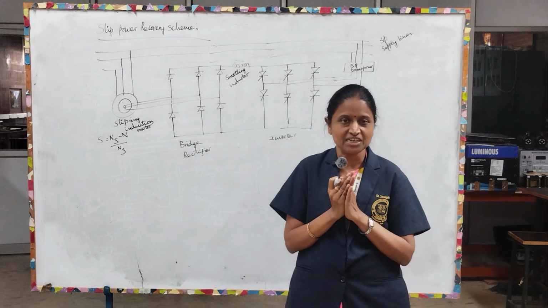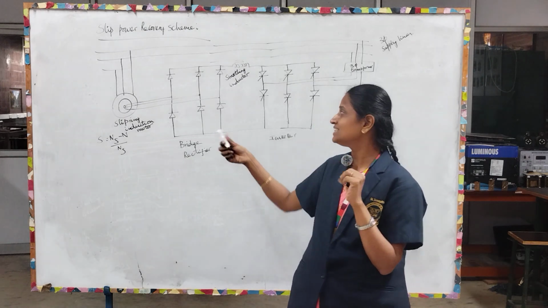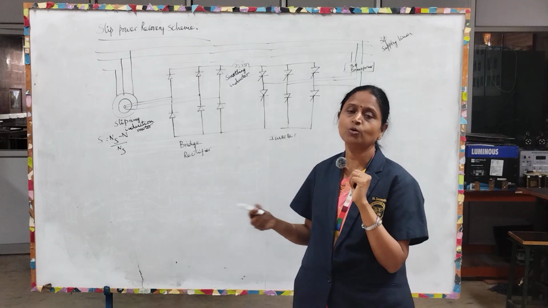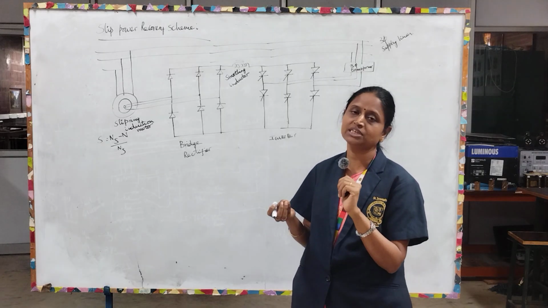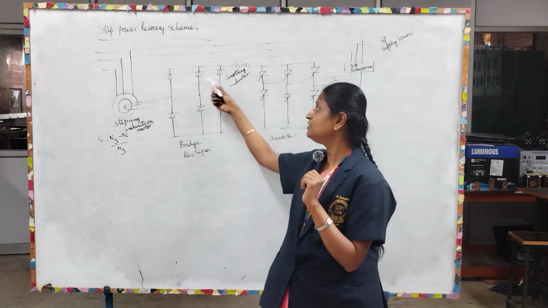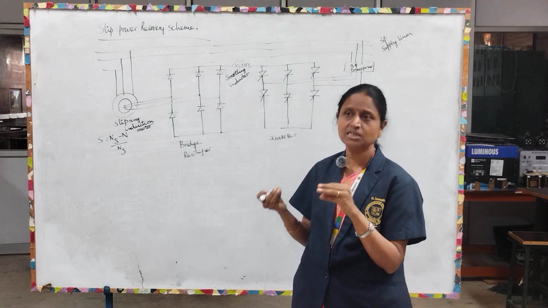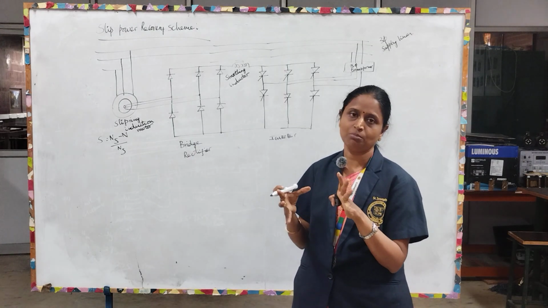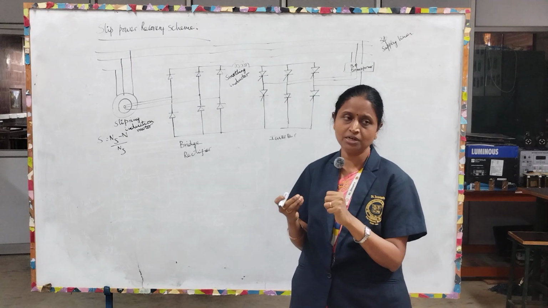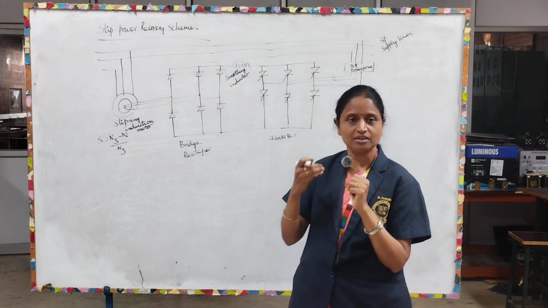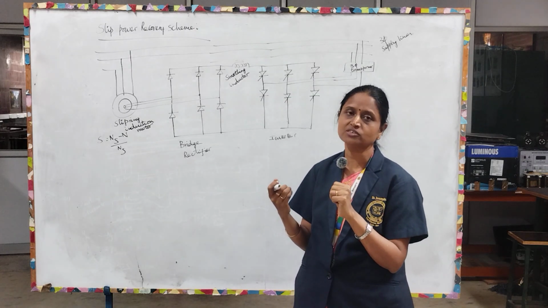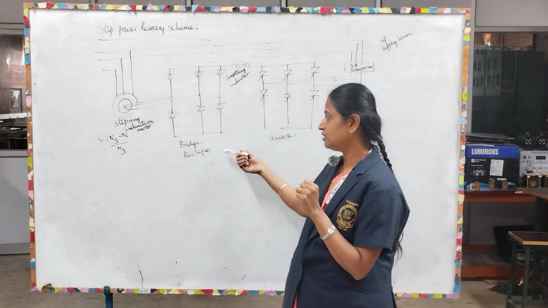What do you mean by bridge rectifier? It looks like a bridge. Here it is a three-phase bridge rectifier. How can we say that it is a three-phase bridge rectifier? Here we are having 6 diodes. The diodes are used as switching elements. Diode is an uncontrolled element, it is not a controlled element, so the output is not in a controlled manner. That's why it is called uncontrolled rectifier.